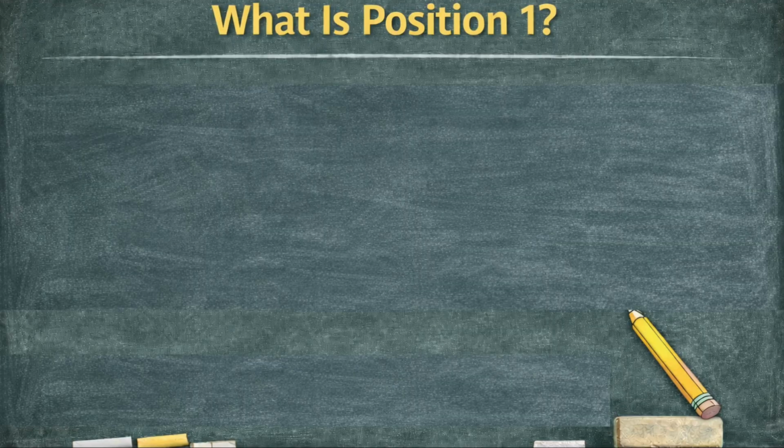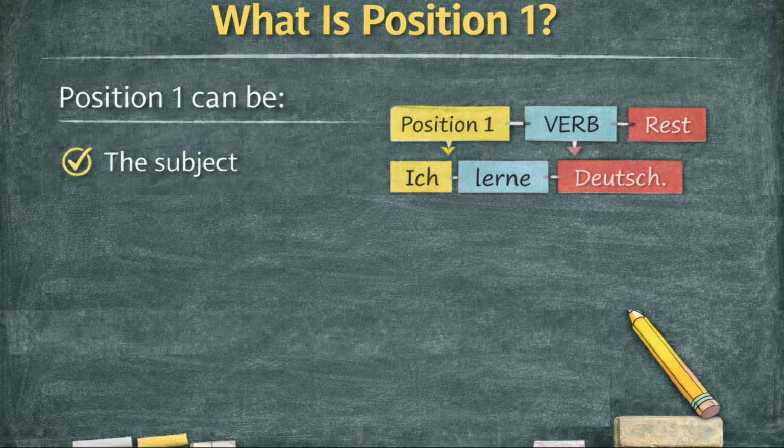Before we understand the position of a verb in a sentence, let us first of all understand what can be found in the first position of a sentence. In the first position of a sentence, we can have the subject. And the subject, in most cases, is a personal pronoun, indicating either the first person, second person, or many people. For example, ich is the first person, I. Du is the second person, you. Er, he, sie, she, es, it.